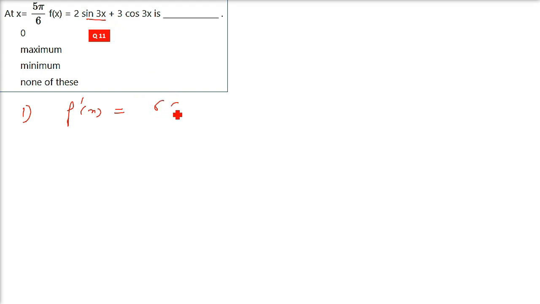So when we differentiate this, 2 sin 3x plus 3 cos 3x, we get 6 cos 3x minus sin 3x times 3, that is 9 sin 3x. Next, the differentiated value is equated to 0. So 6 cos 3x minus 9 sin 3x has to be equated to 0. When you equate it to 0, it will be 6 cos 3x is equal to 9 sin 3x.